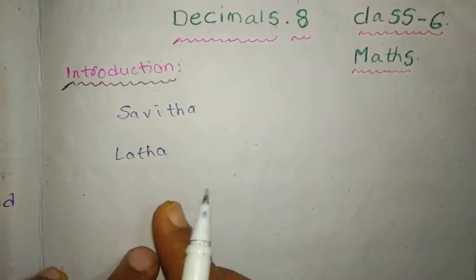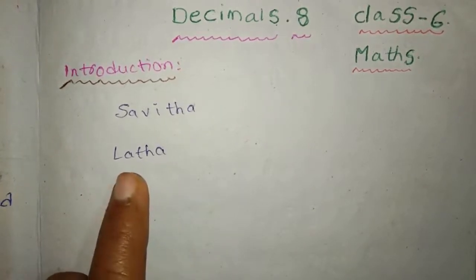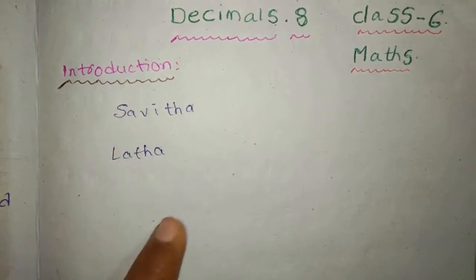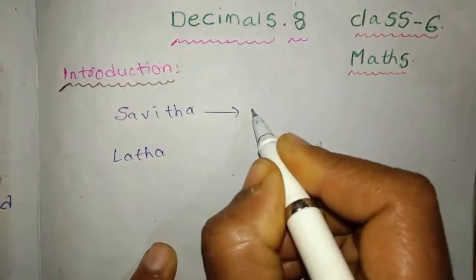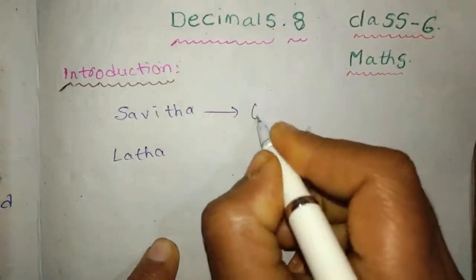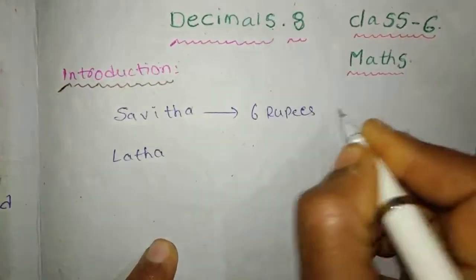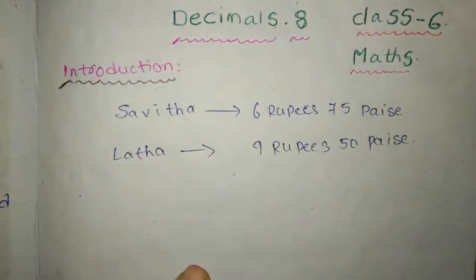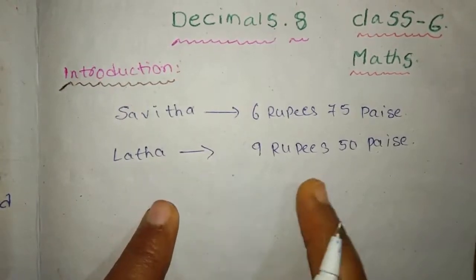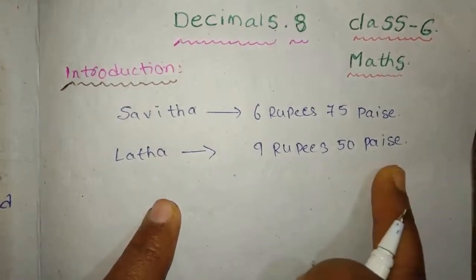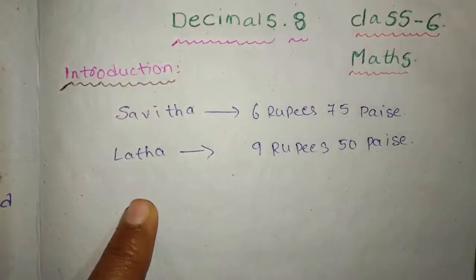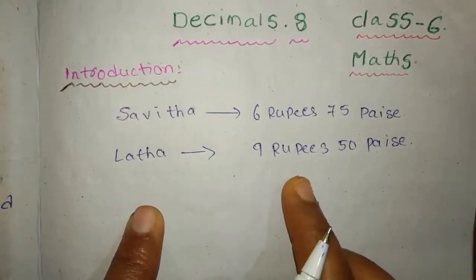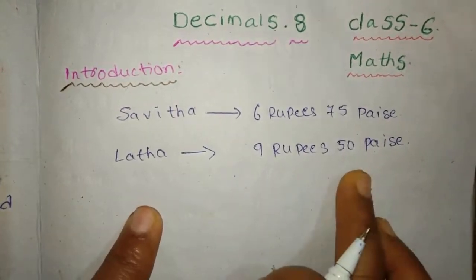Savita and Lata were going to market to buy some stationery items. Savita said, I have 6 rupees 75 paise. Lata said, I have 9 rupees 50 paise. Now, how do we represent these rupees and paise into rupees using decimals?